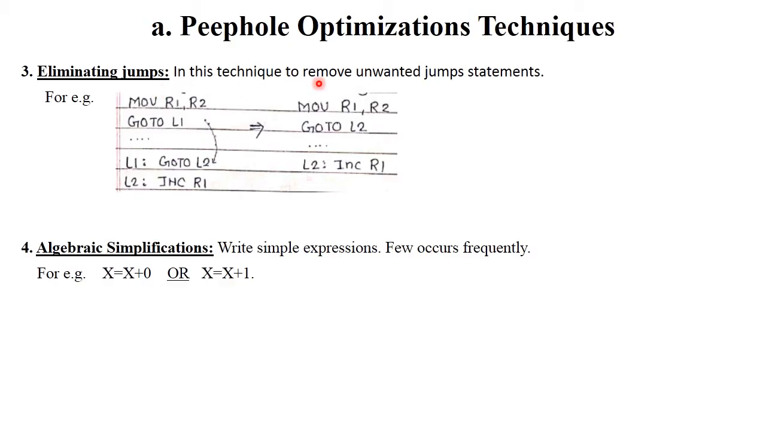Next one is eliminating jumps, to remove unwanted jumps from your program. See here, this is the initial code. Move R1, R2, then go to L1. Go to is used as a jumping statement, so it jumps onto L1. L1 is go to L2, so now it jumps onto the L2 statement. But this is not necessary, so optimize the code in this way: Move R1, R2, go to L2. You can directly jump to L2, increment R1. So you remove the unwanted jump statement. Clear?